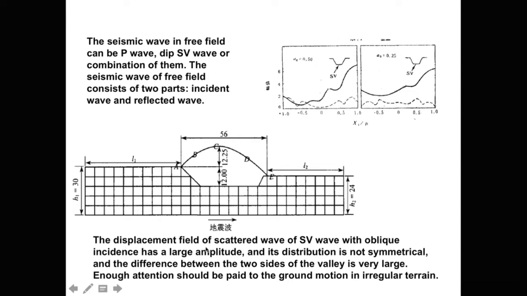The displacement field of the scattering waves of SV waves with oblique incidence has a large amplitude, and its distribution is not symmetrical, and the difference between the two sides of the valley is very large. Enough attention should be paid to the ground motion in the irregular terrain.